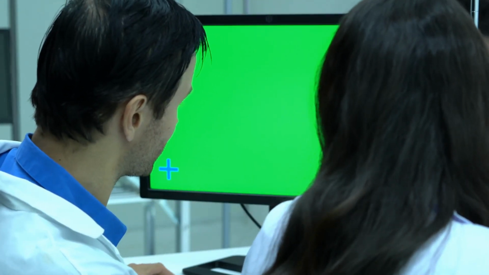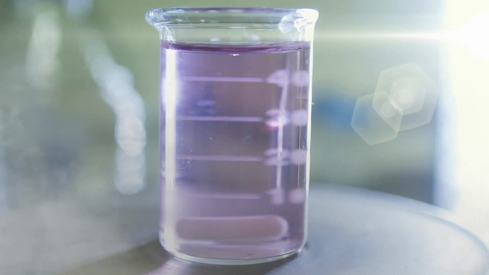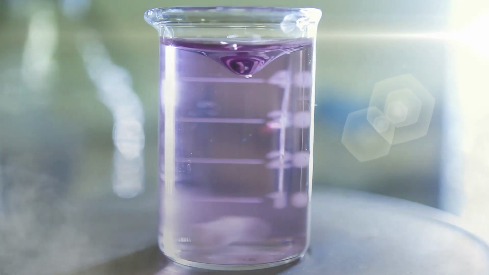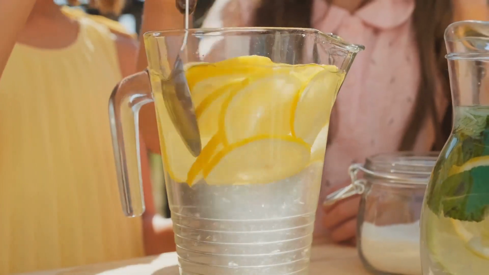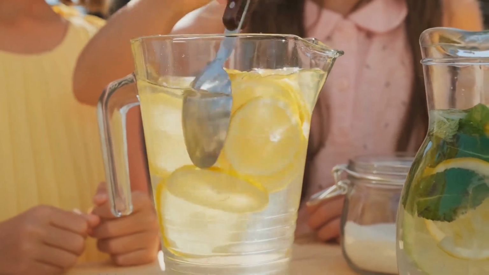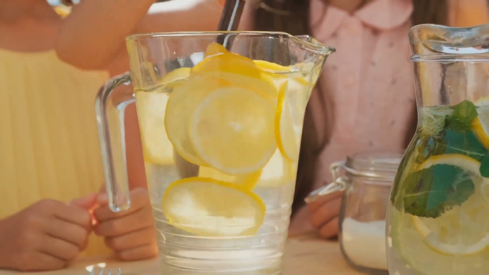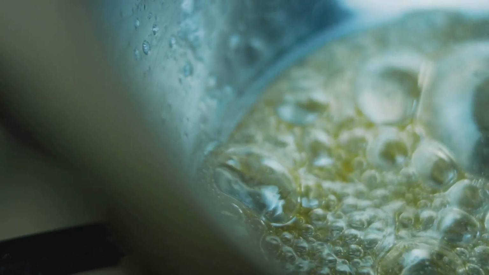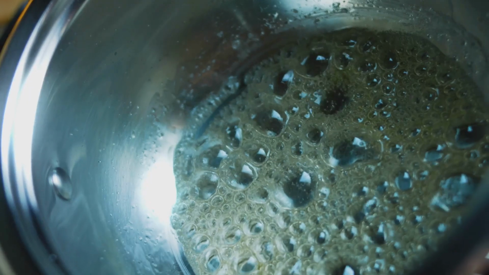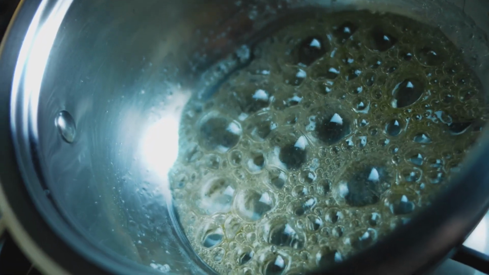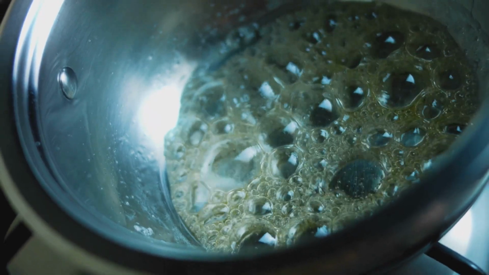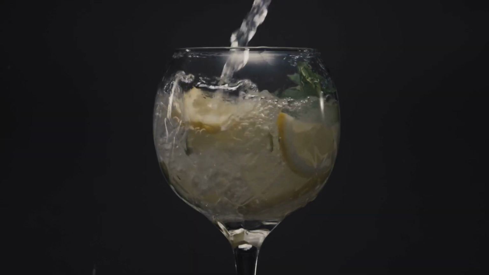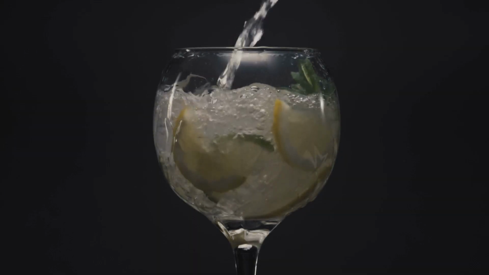Now let's talk about solutions. A solution is a special type of mixture where everything is evenly spread out. Imagine adding a spoonful of sugar to your glass of lemonade and stirring it until the sugar disappears. That's a solution. In a solution, one substance dissolves into another. The substance that dissolves is called the solute, like the sugar in our lemonade. The substance that does the dissolving is called the solvent, like the lemonade itself.